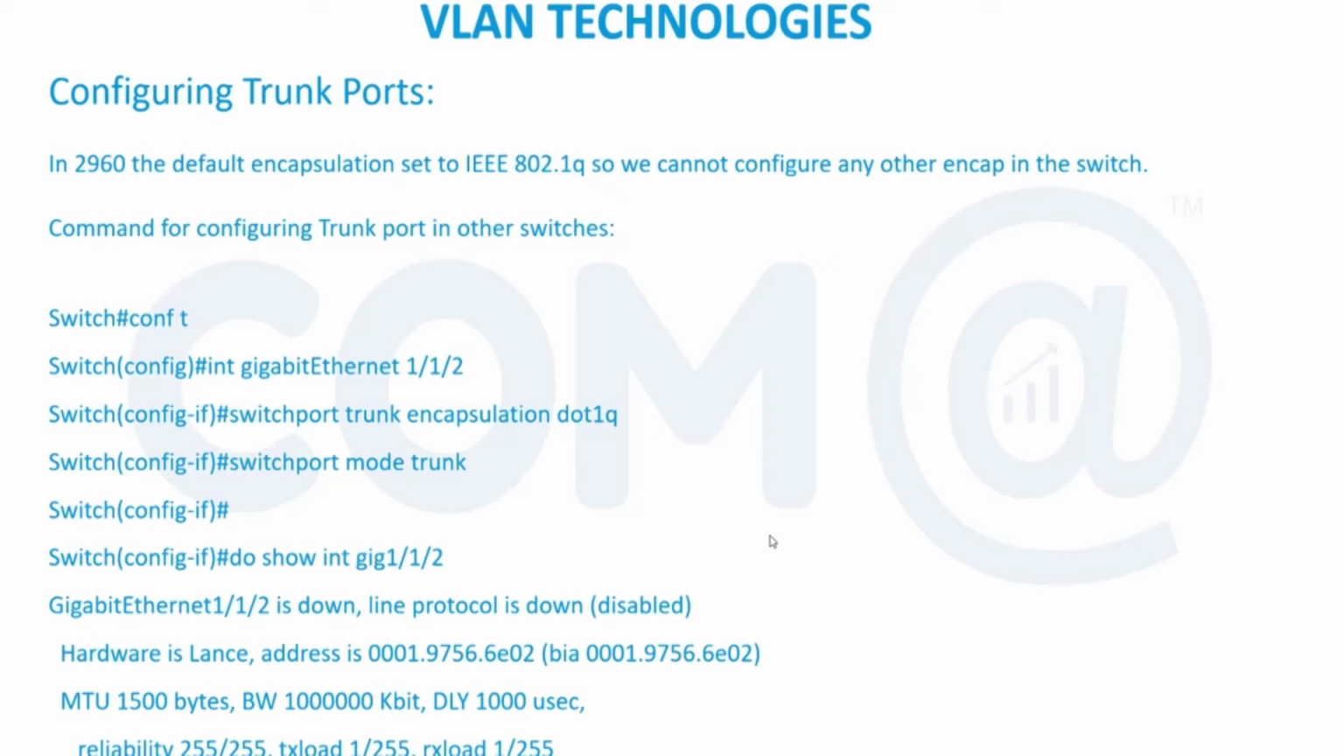So get into the interface and type switchport trunk encapsulation, switchport mode trunk. You have to say it is a trunk, so it gets automatically assigned. And if I see the interface as of now, okay, the trunk port is enabled with the encapsulation.